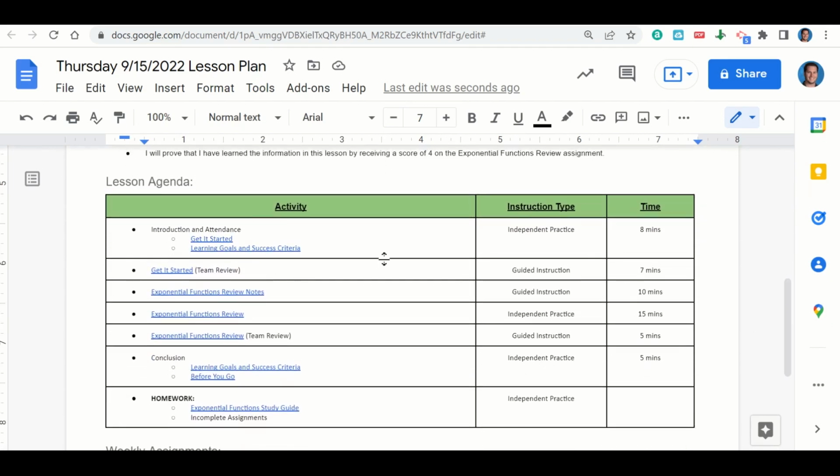Now let's take a look at our agenda for today. We'll begin by going over our learning goals and success criteria. While we do that, you'll fill out your Get It Started. Once you're done with your Get It Started, we'll go over it together and answer any questions that you may have. Then we'll get into the exponential functions review notes.